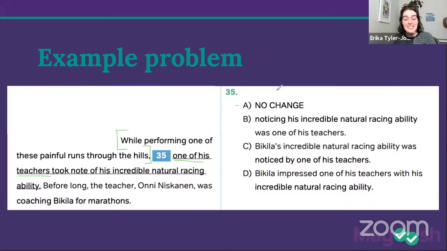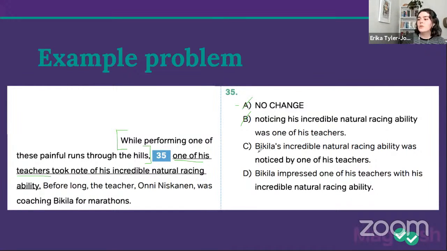That makes sense. In A, it's the teacher. So in A, we have this teacher running through the hills, and the teacher is going, wow, that Bakila is sure a good runner. Well, I don't know. What's Bakila doing? Is Bakila just sitting there? That doesn't make any sense. So we're going, it's not the teacher. It should be Bakila. Well, that allows us to rule out B pretty quickly, because there we have noticing his incredible natural racing ability was one of his teachers. What? Okay. I want it to be Bakila.